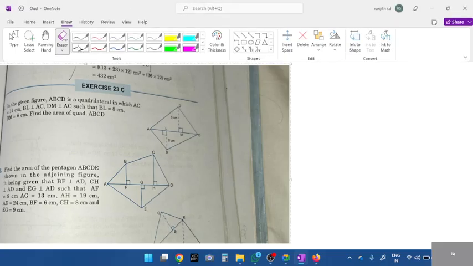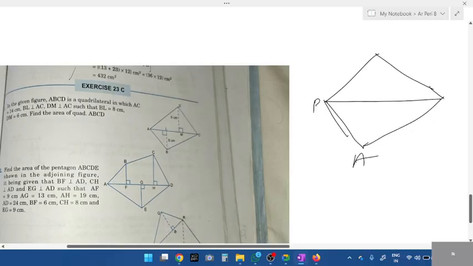Fine. Even this, how many sides does this figure have, students? This diagram has how many sides? Four sides, right? In these four sides, how many triangles are there? Two triangles. What are the two triangles? A, B, C is the first triangle. Next one, A, D, C. Fine. Can you see there is a 90 degrees line passing like this? This angle?